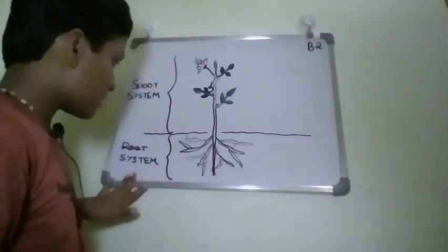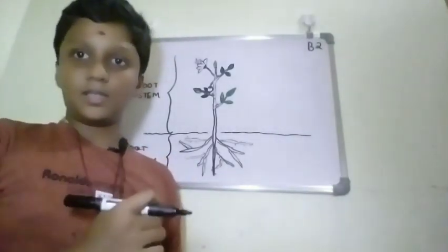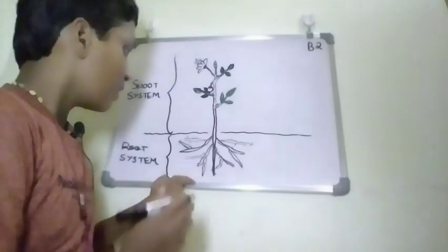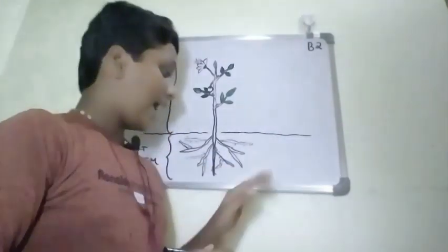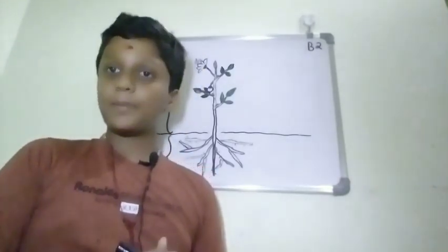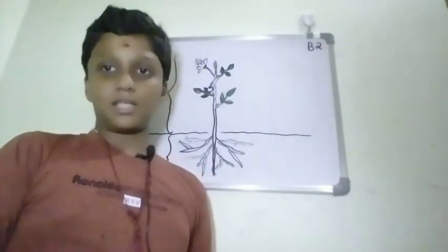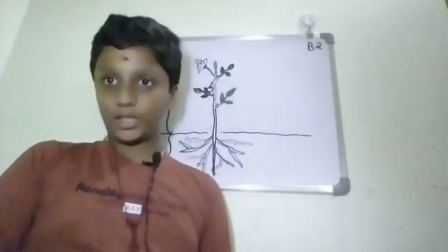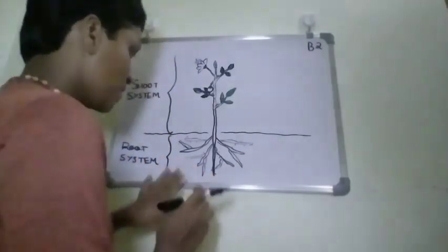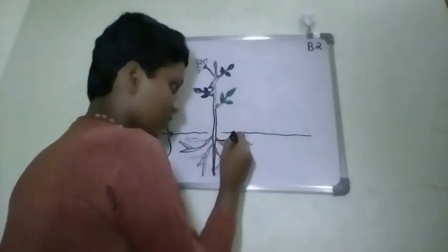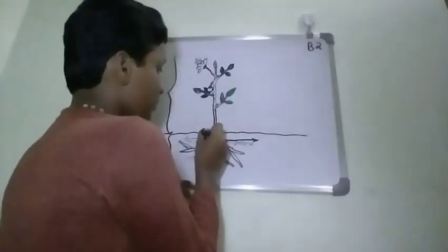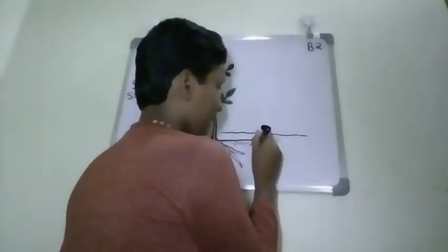The root system consists of the roots, so we are going to label them. This is a taproot system. I hope you have already learned about the fibrous root system and the taproot system. We will go into detail about it in this chapter itself. This is the main root, which in the taproot system is called the primary root.